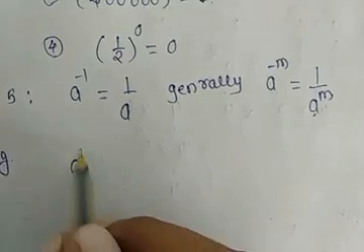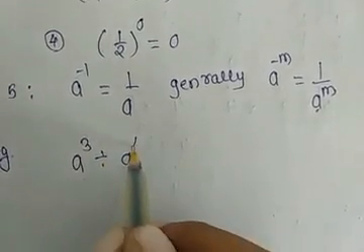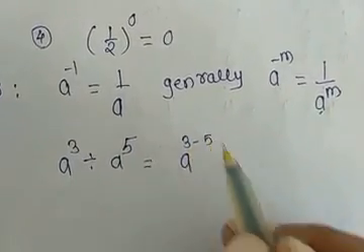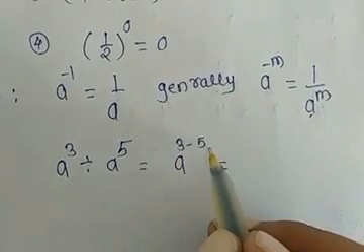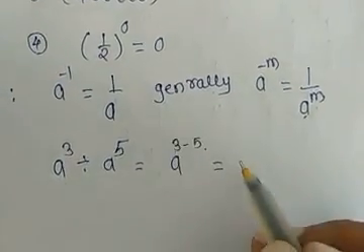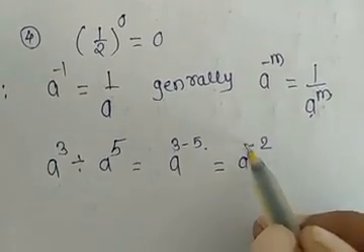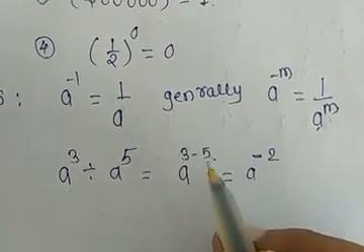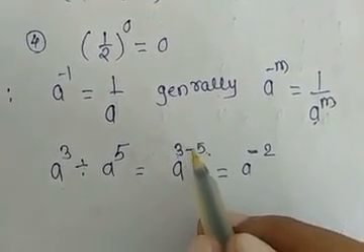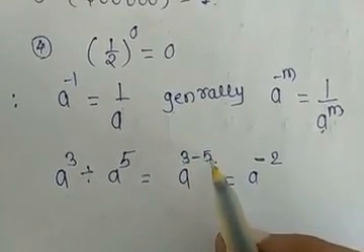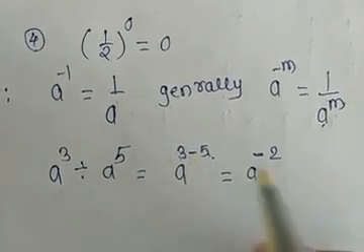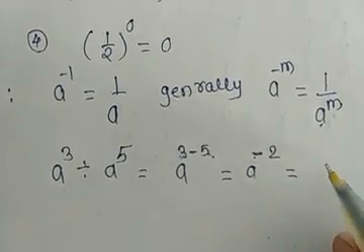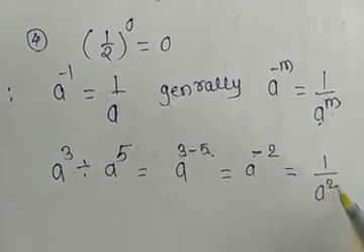Okay. For example, a raised to 3 divided by a raised to 5 is equal to a raised to 3 minus 5. Now 3 minus 5 will give a raised to minus 2, because we have to do subtraction, both are with opposite signs and the largest number's sign is minus. So 5 minus 3 is 2 and the largest number's sign is minus, so we write it as a raised to minus 2, which is also written as 1 upon a raised to 2.